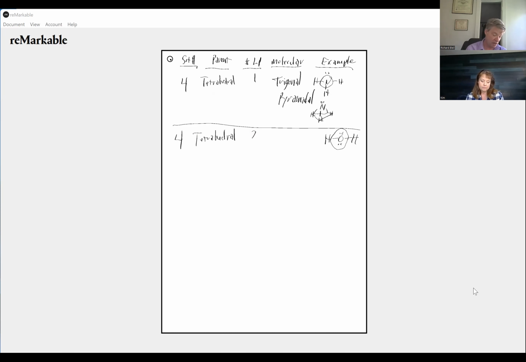But it has 2 lone pairs. And those lone pair electrons are going to push the hydrogens closer together, roughly 108 degrees. What's that shape? What's the shape of water? Water is a bent molecule. But why is it bent? Well, because those lone pair electrons want their space too.